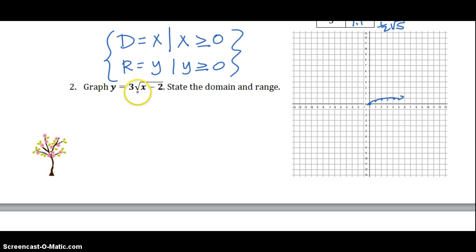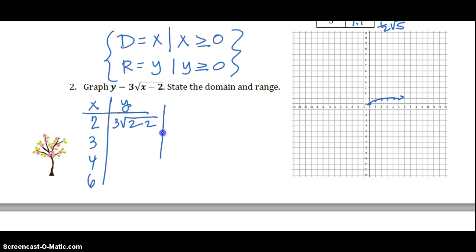All right, number 2, to graph, we know it's stretched and we know it's moved to the right 2. So we can make a table real quick for x and y, plugging in, let's do 2, because 2 minus 2 is 0. Start with 2, 3, 4, 6. So 2 minus 2 is 0, gives us 0. So this is actually going to be my y. This is going to be my function. 3 minus 2 is 1, so that's 3.